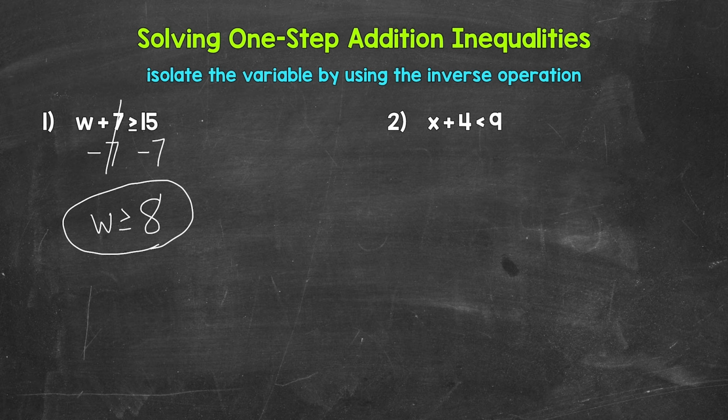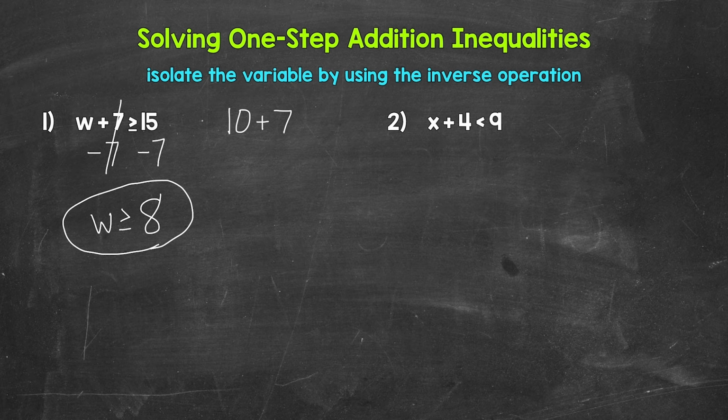Now we can't check every value greater than or equal to 8. That would be impossible. We have an infinite amount of possibilities as far as solutions, values that make this inequality true. So what we can do, we can check one value, or more if we would like, to see if this works. Let's use 10. 10 is greater than or equal to 8. So let's plug in 10 for w.